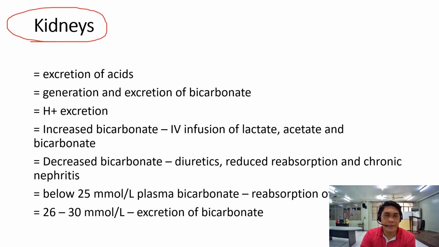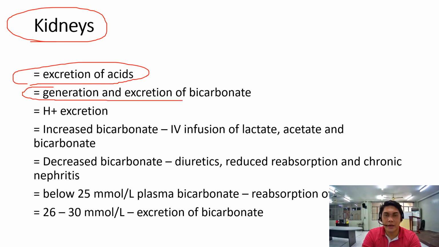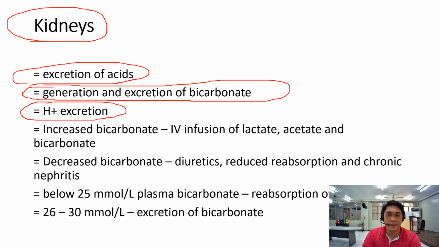Next, kidneys. The function of kidneys in the regulation of blood pH is first the excretion of acids and the generation and excretion of bicarbonate. It's also responsible for the reabsorption of bicarbonate. And it also excretes H plus. And H plus excretion is the reason why there is an increase in blood pH.